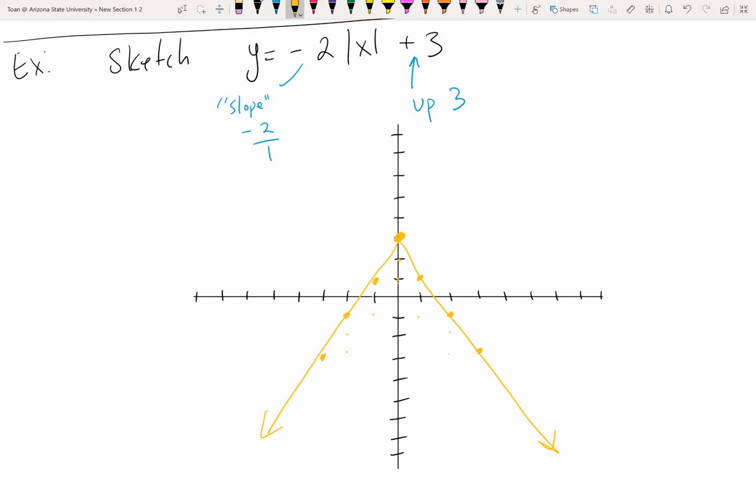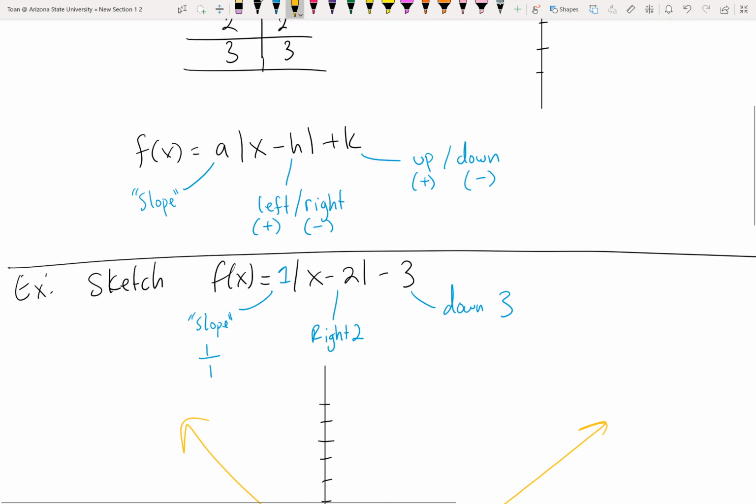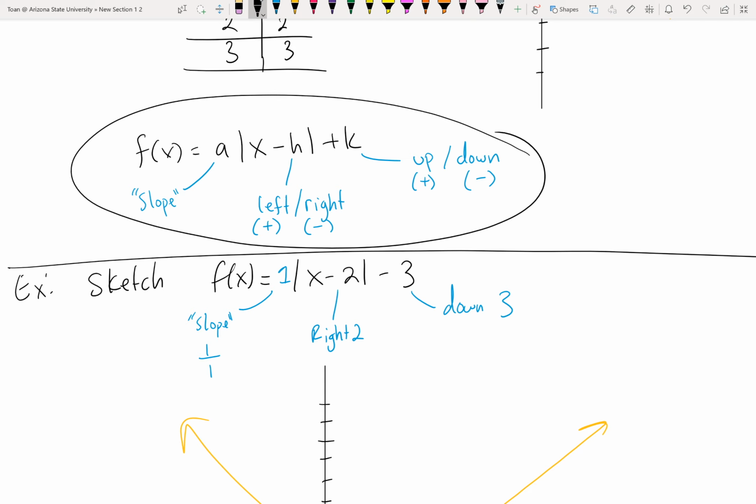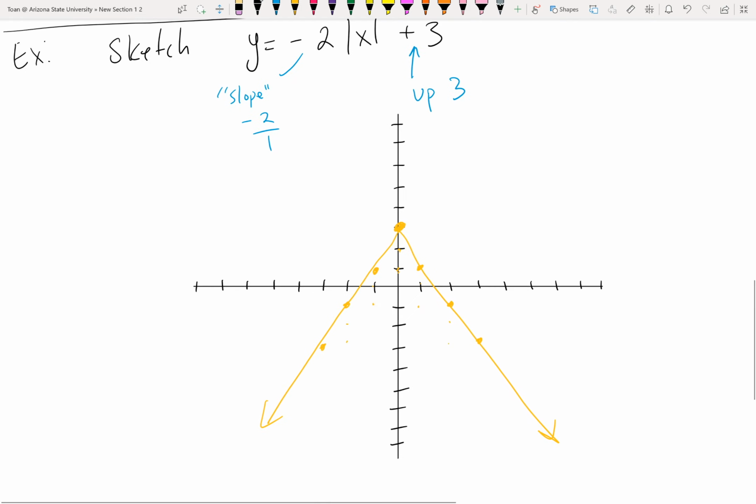So sketching absolute value functions, there are a couple of things you need to know. Number 1, you need to know the shape. It'll always be a V. And number 2, you need to be able to read the movements. You need to be able to read up, down, left, right from the equation. So that's how you sketch absolute value functions.